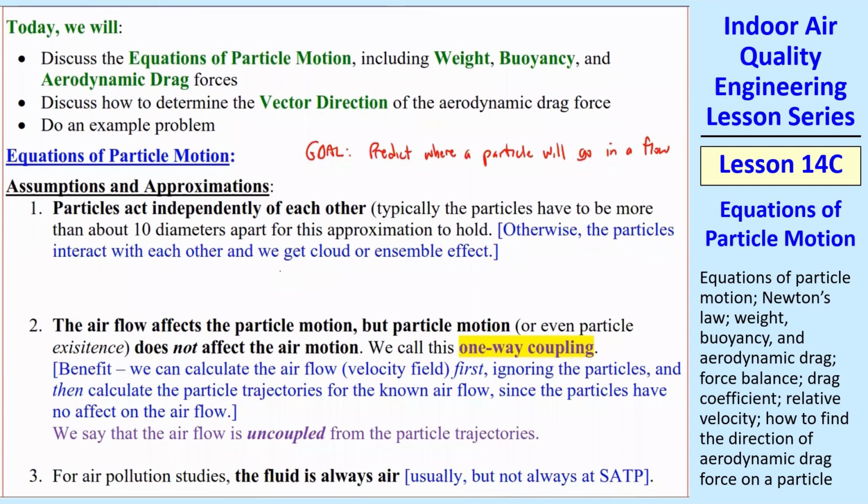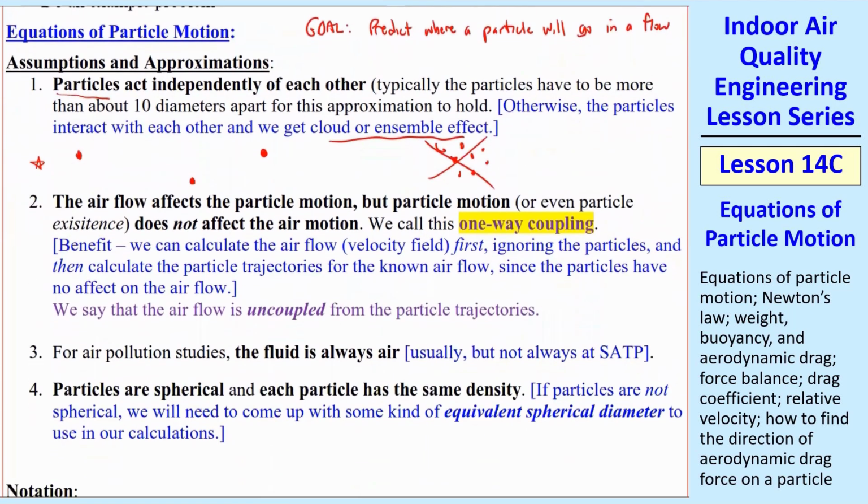Number one, the particles act independently of each other. We're talking about the air pollution particles. Typically, they have to be more than about 10 diameters apart. So if we have particles that are scattered around like this, and they're very far apart, we can treat each one separately. If they're real close together, like these particles I'm sketching here, they would act like a cloud or an ensemble, and we would have to treat them much differently. The particles would have a lot of interaction with each other. We're not going to do that case. We're going to do this case here.